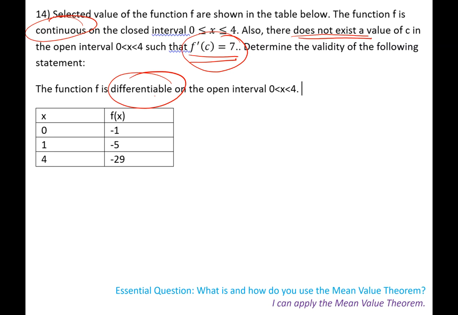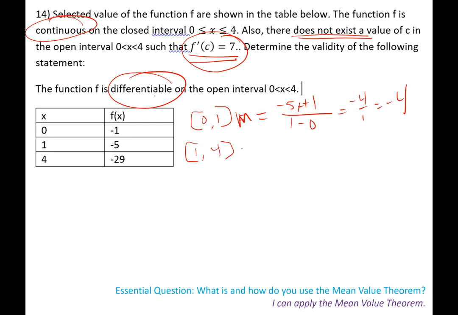So let's start doing some calculations here. If I look at the interval from 0 to 1 for my slope, I've got -5 minus -1 over 1 minus 0. So I've got -4 over 1, or -4. So far, that's a true statement. I'm going to look from 1 to 4. My y values are -29 minus -5 over 4 minus 1. So it's looking like -21 over 3, which is -7. So still a true statement there.